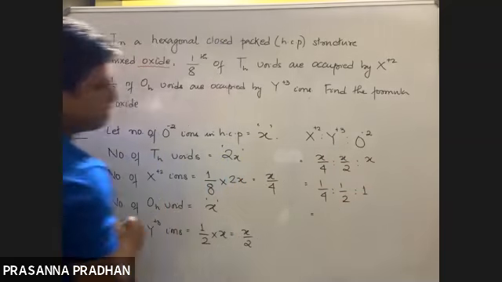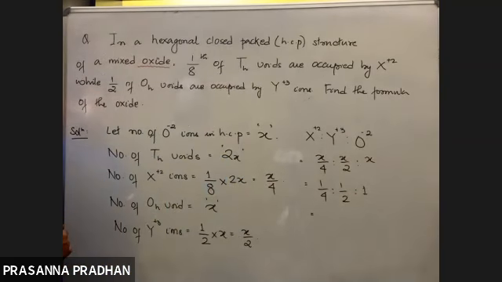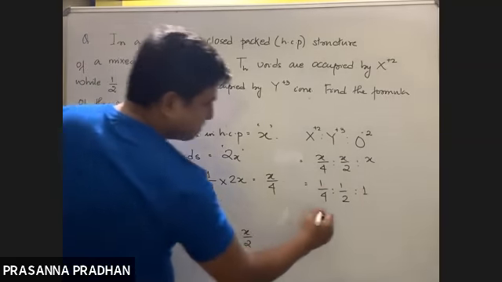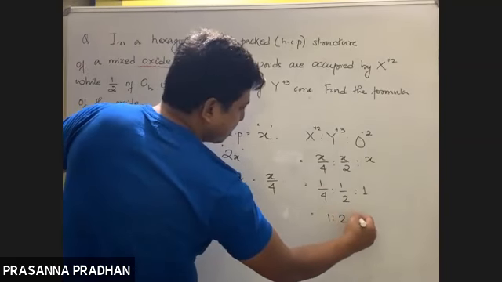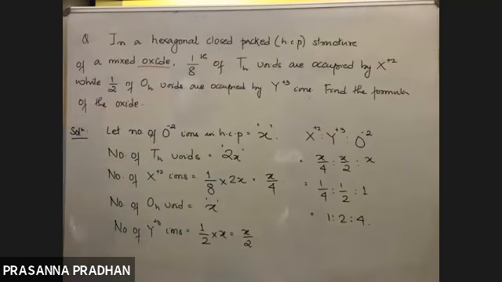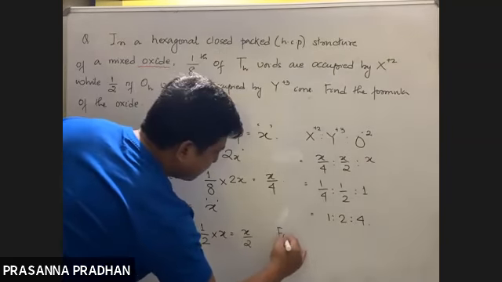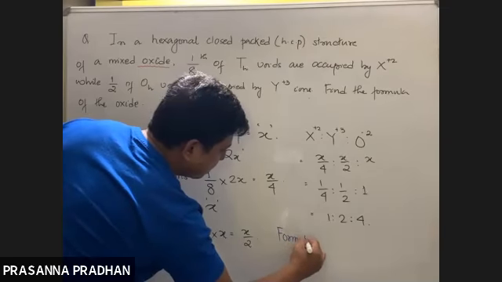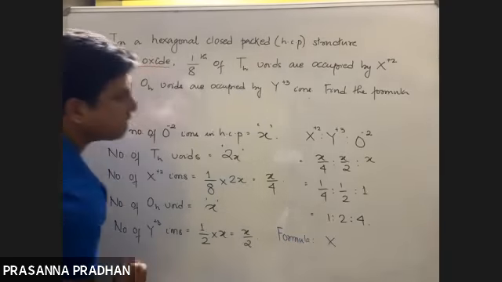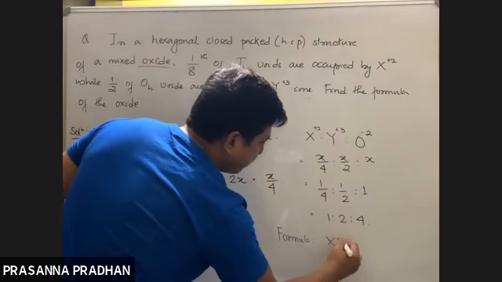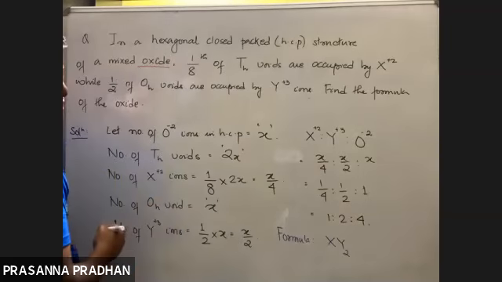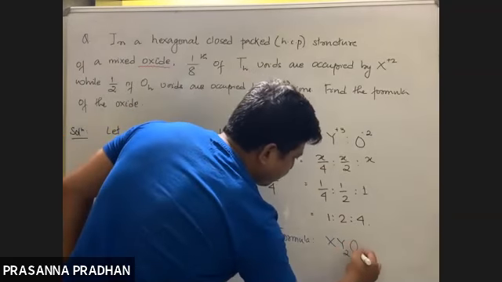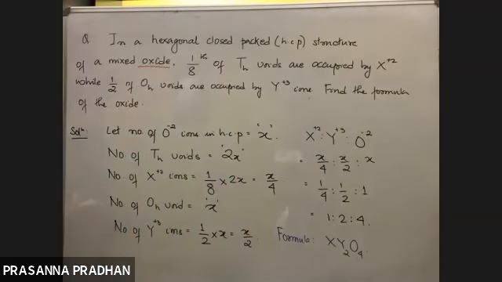So convert into whole numbers. You will multiply throughout by 4. Yes, sir. So therefore, what is the formula, guys? X, Y2, O4. This is the formula of the compound XY2O4. Yes, this is the formula of the compound. It's such an easy question.